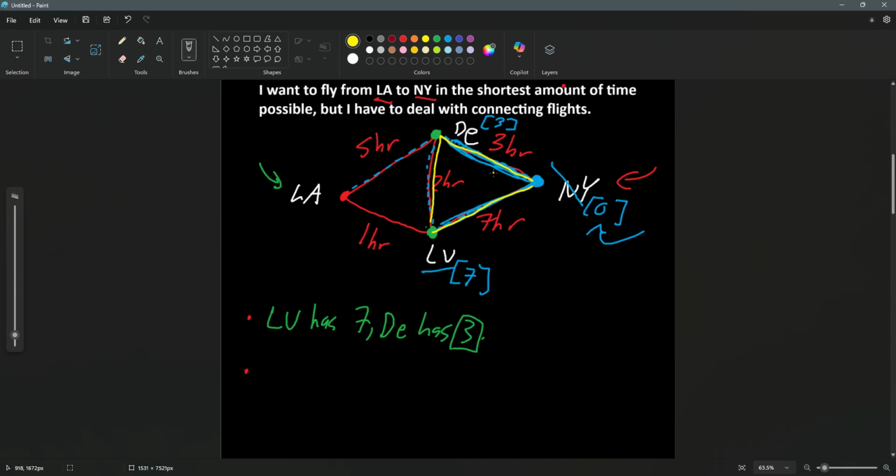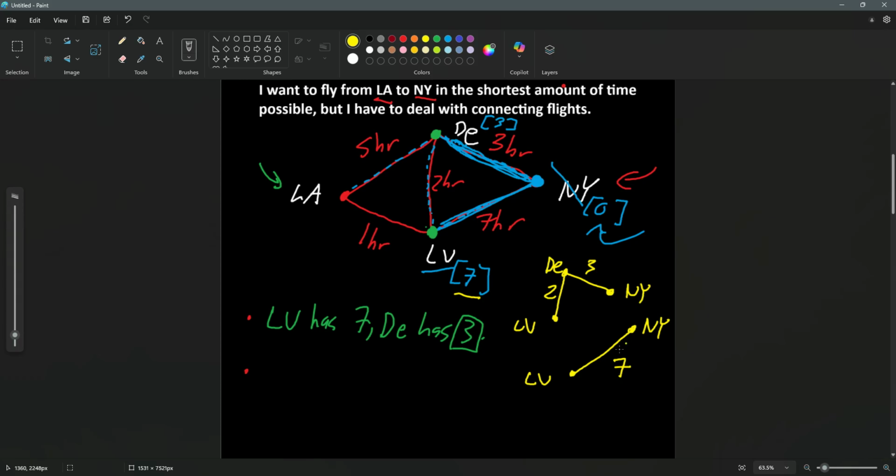And the way we're going to check if it's faster or not is we're going to see what's the total value of this path. So Las Vegas to New York, right? We know that's 7. And then Las Vegas to Denver to New York. Well, let's fill in what we have. We have a 2. We have a 3. What's the total weight of this guy? Well, it's going to be 2 plus 3 or 5.